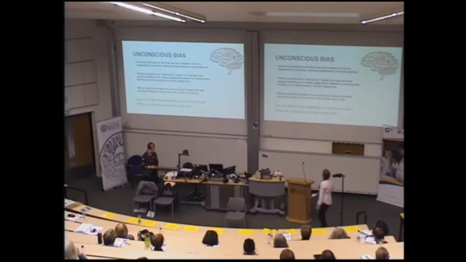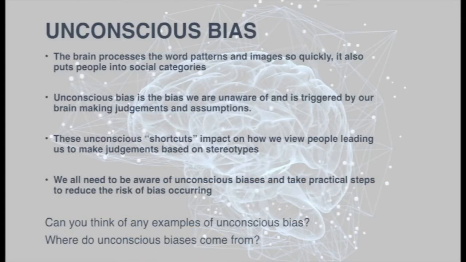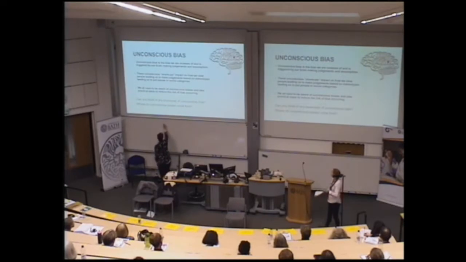And as we've alluded to, unconscious bias is bias that we are totally unaware of, and it's triggered by our brains making these very quick judgments and assumptions, and these shortcuts that our brain makes very rapidly. This leads us to make judgments, and consequently we put people into social categories very quickly without realizing that we are even doing it. So when we meet people for the first time, we make these quick assumptions, we put people into social categories, but we need to be aware that we are doing this. So we can take practical steps to reduce the risk of biases occurring and consequently minimize the impact of bias in society.